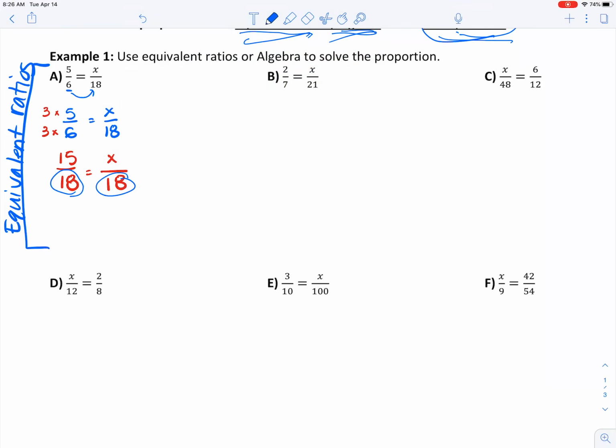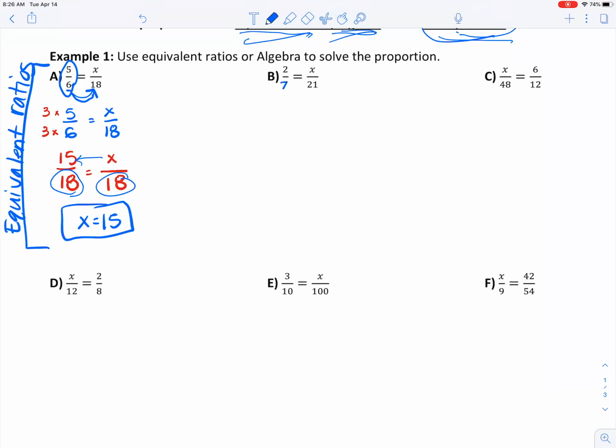So now, because both of the bottom numbers are 18, I know what x is. X is 15. So what we did was we changed this first ratio into an equivalent ratio so that the bottom numbers matched. Okay, that's the same scenario that we'll do with letter B and C as well.